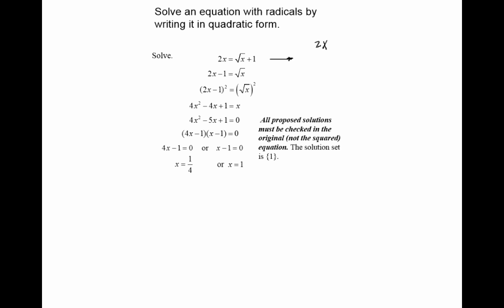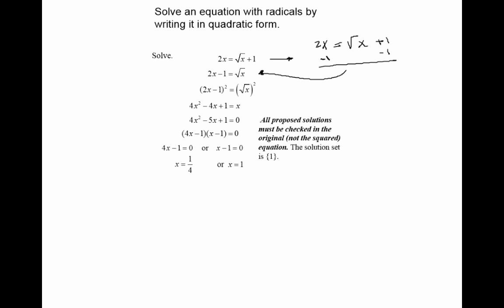Subtract 1 from both sides of the equation. You have 2x is equal to radical x plus 1. You can subtract 1 from each side. Then I would get the next step, which would be 2x minus 1 is equal to radical x.